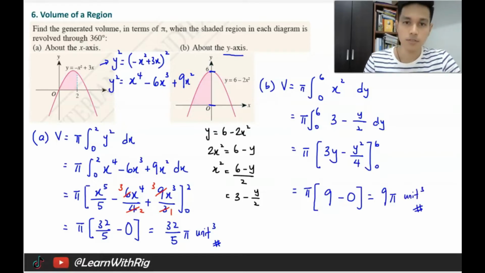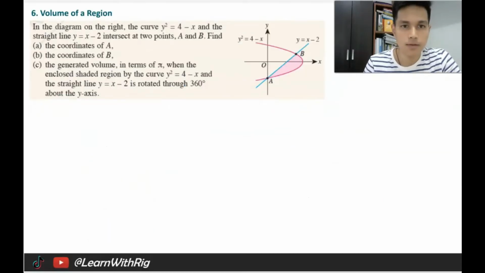Alright, so this is how you solve volume. Right, next. In the diagram on the right, the curve y squared equals 4 minus x and the straight line, they give you a straight line, intersect at 2 points, A and B. Find the coordinate of A. Now there are two ways that you can solve this. The first way is to find both coordinates in one shot. Because it's the intersection between these two equations, you can use simultaneous equations to find both. Or you can do it separately.